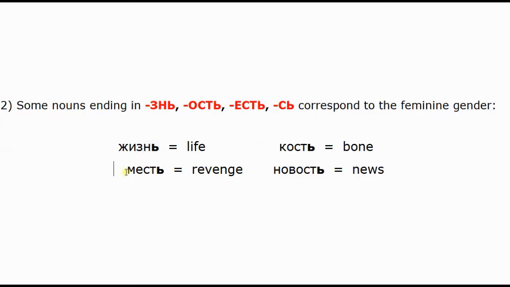Next we have месть, meaning revenge. It ends in есть, and it corresponds to the feminine gender. Next we have кость, it ends in ость, meaning bone, and it also corresponds to the feminine gender. Next we have новость, meaning news. It ends in ость, and it corresponds to the feminine gender.